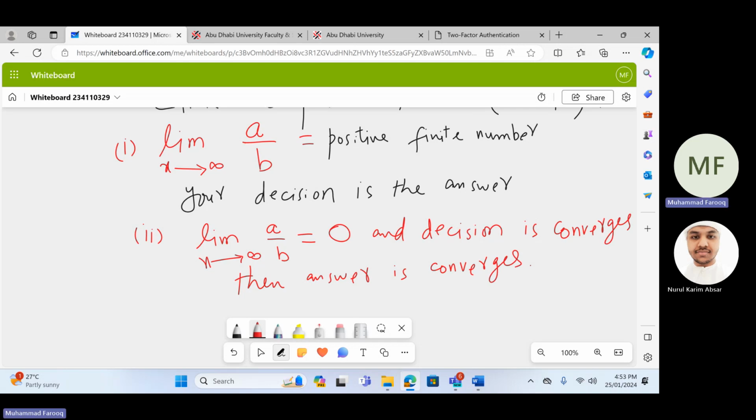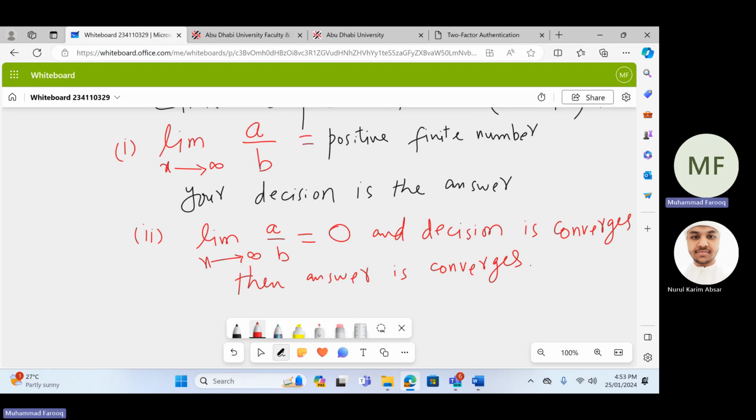This condition, if the decision is what? Converges. Then the answer is converges. Now look here. If it means divergent, it is quite possible you perform the calculation and you get 0. But your decision is what? Divergent. So inconclusive. No answer.